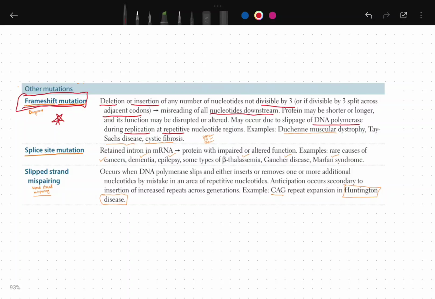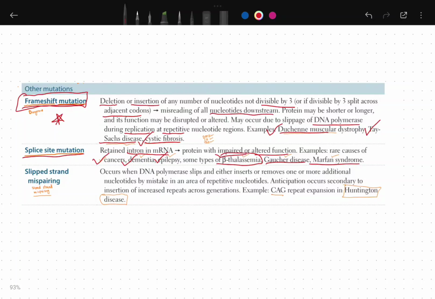Examples of frameshift mutations are Duchenne muscular dystrophy, Tay-Sachs disease, and cystic fibrosis. And splice site mutation: retained intron in mRNA, protein with impaired or altered function. Examples: rare causes of cancers, dementia, epilepsy, sometimes some types of beta thalassemia, Gaucher disease, and Marfan syndrome.